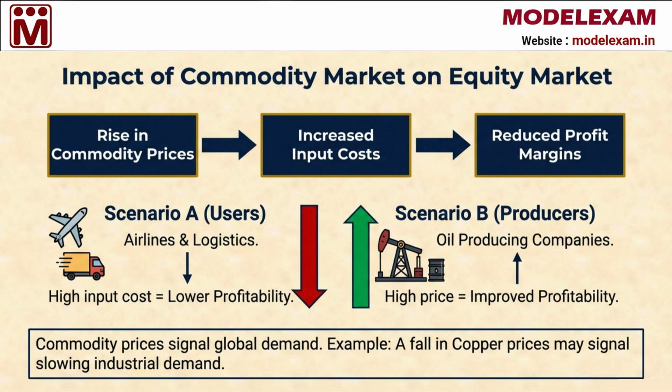In scenario B, we have the producers like oil producing companies. For them, the high price means improved profitability, so their stock prices might rise. Also, remember that commodity prices signal global demand. For example, a fall in copper prices often signals slowing industrial demand.